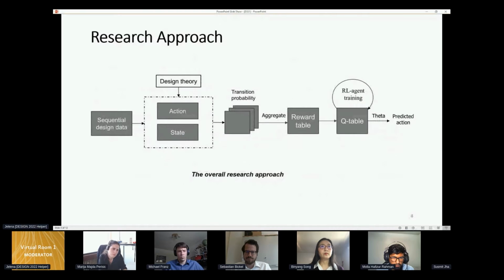The figure shows the overall research approach. From the sequential data, we define action and state as discussed in previous slides. We get a reward from the transition probability matrix, and we update the Q table from the reward table. Finally, we use a probabilistic model to obtain the predicted action.